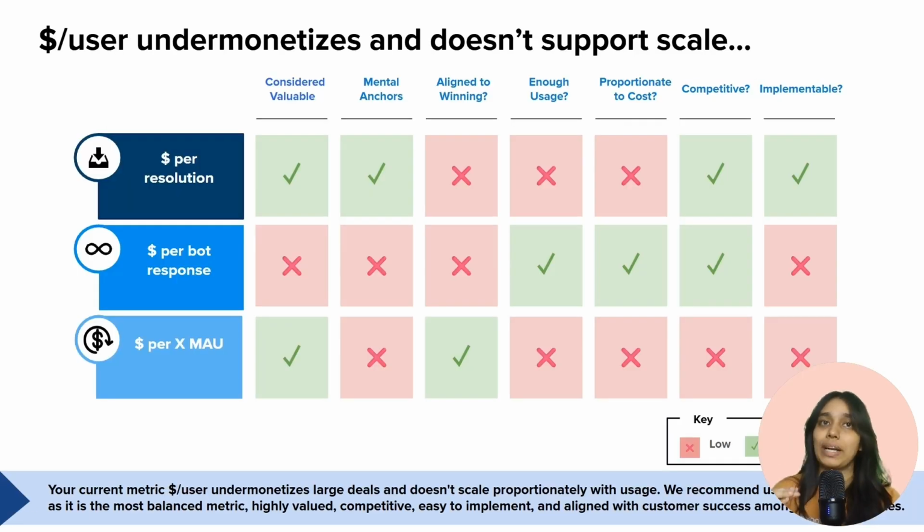And third is the pricing metric. So they were using dollar per user as their pricing metric, which we thought was leading to under monetization and doesn't actually support the kind of scale that they were looking at. So we had 3 candidates in mind for their product line, and we evaluated all the 3 candidates across the 7 criteria that we use to arrive at an ideal pricing metric. And after the evaluation, we suggested one pricing metric that they could use for their product line.